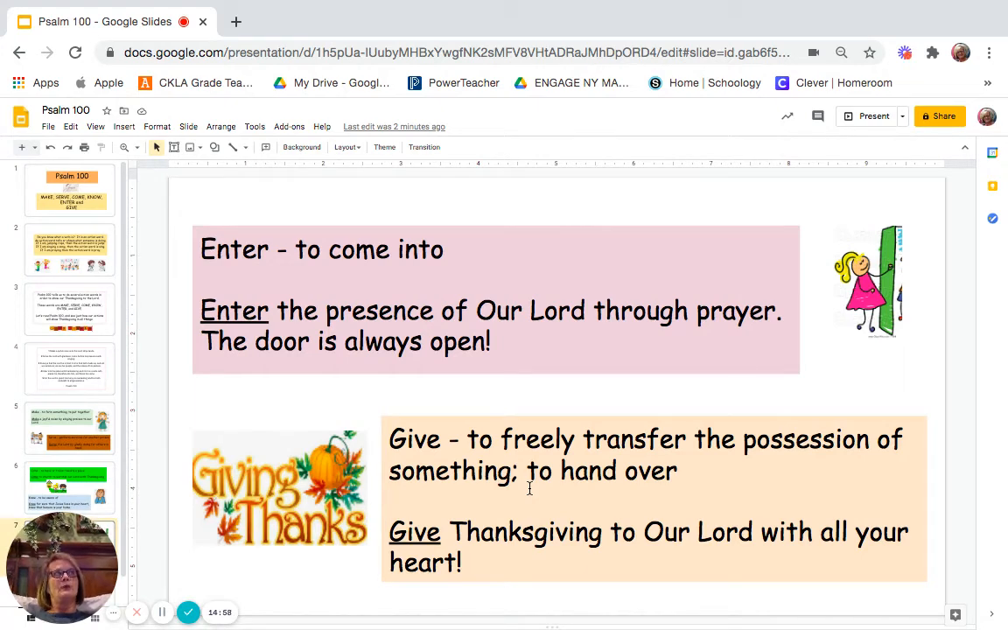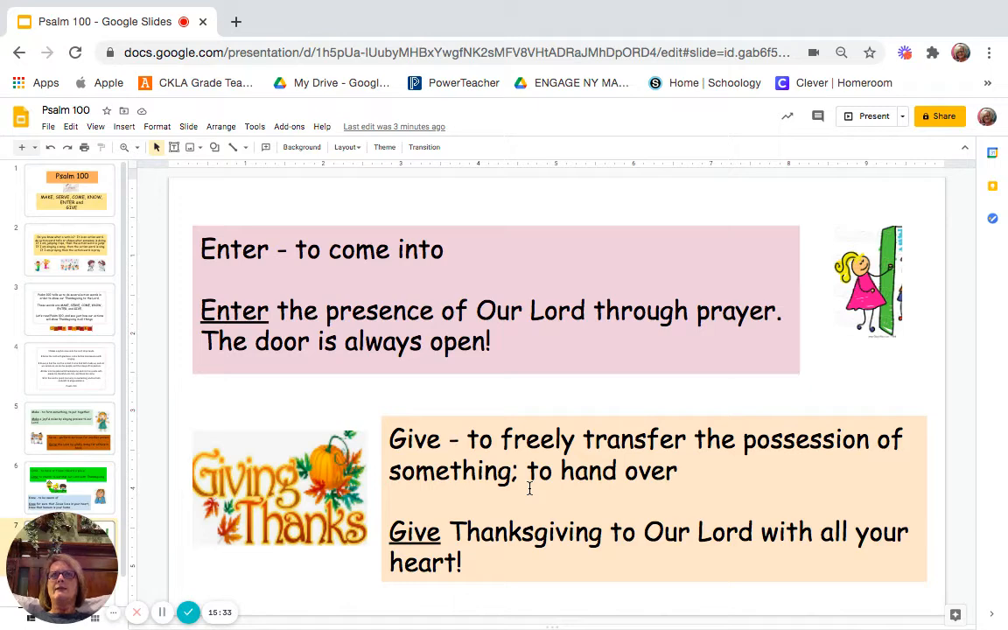I love that, because if we have been given that opportunity to enter an always unlocked door, that is such a privilege, and we should be so thankful for that. We should, okay? And then the very last action word is give. Now, in Psalm 100, it tells us to bless his name. I used the word give because the Lord gives us blessings. Yes, he does. He gives us so much.